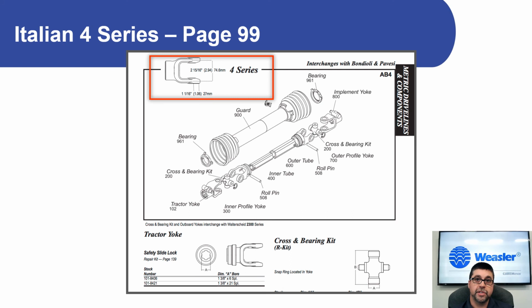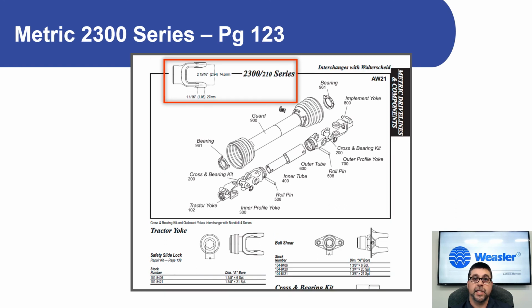For the Italian 4 series, page 99, note that on the top of the series page is a line drawing of the yoke with the cross and bearing kit dimensional data. This is just another reference point you can use to make sure you're in the right place. Same applies for the German 2300 series.